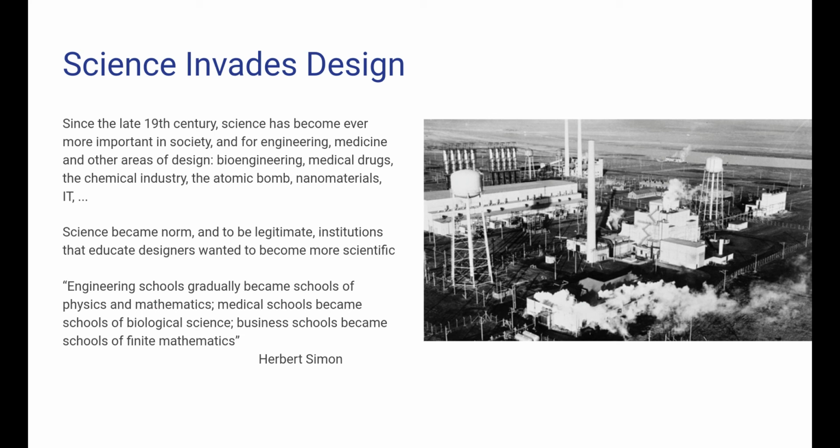And to be legitimate, the educational institutions for professionals wanted and needed to become more scientific to fit in the modern world. So as Herbert Simon says, engineering schools became schools of physics and mathematics, medical schools became schools of biological science, and business schools became schools of finite mathematics.